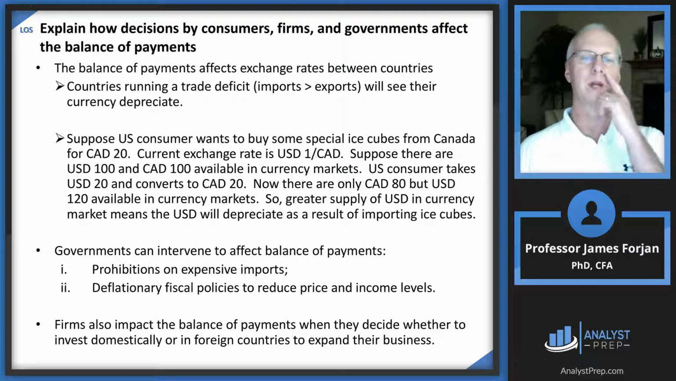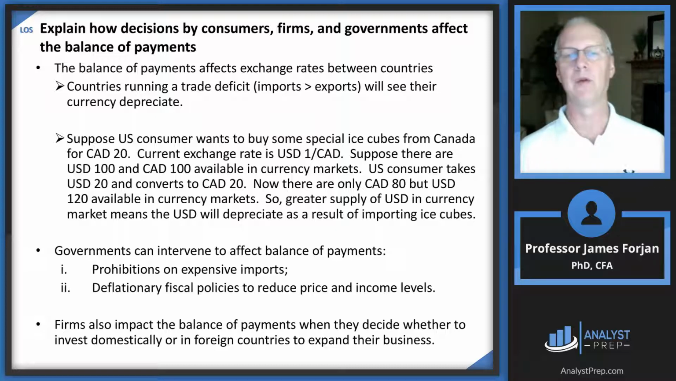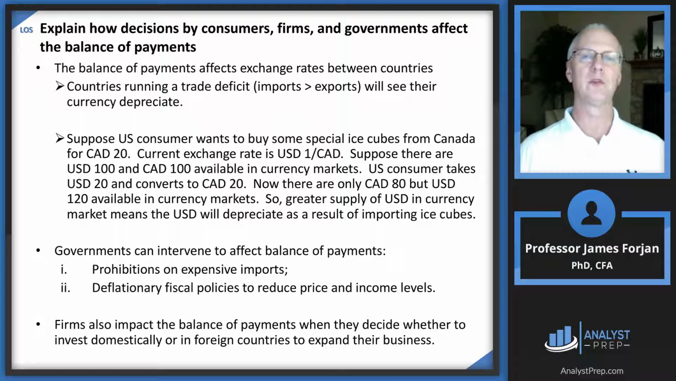So I worked up a quick example here. Now, you got to bear with me. This is a very, very simple example, and it excludes lots and lots of variables, but I think it illustrates the point. Let's suppose that a U.S. consumer wants to buy some special and fancy ice cubes from Canada. And in Canada, they cost 20 Canadian dollars. Current exchange rate is even, $1 US per Canadian dollar, just to make life simple.